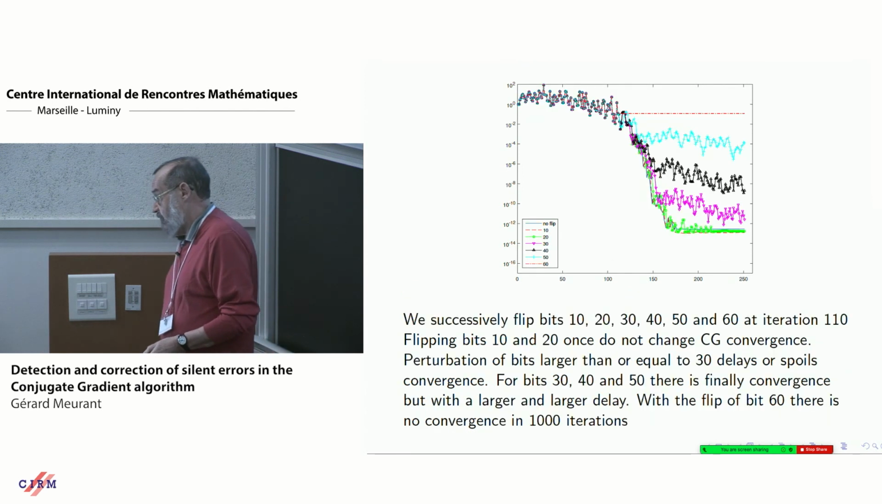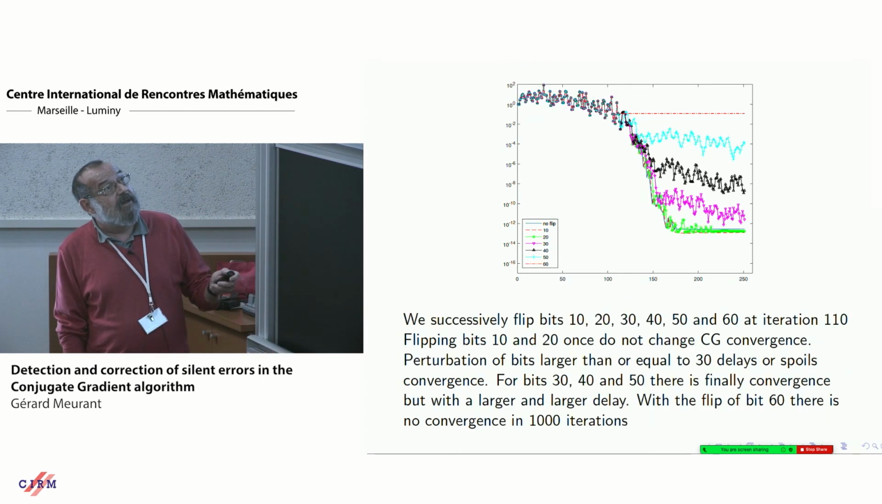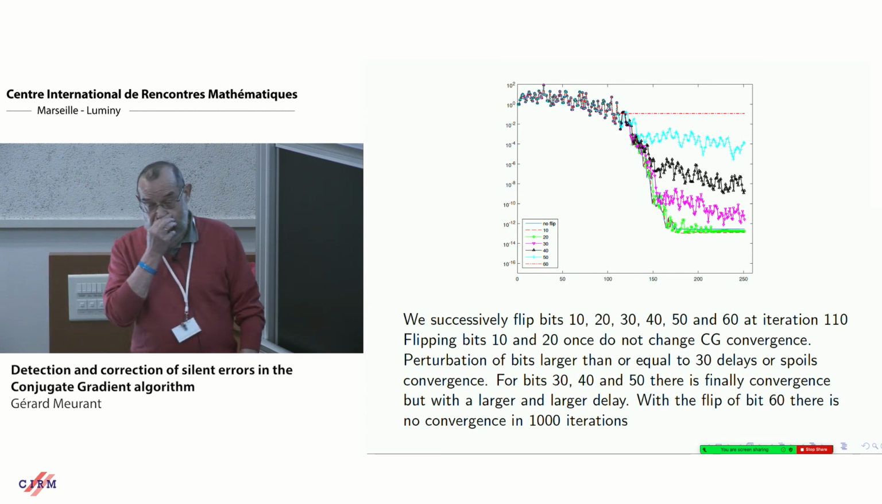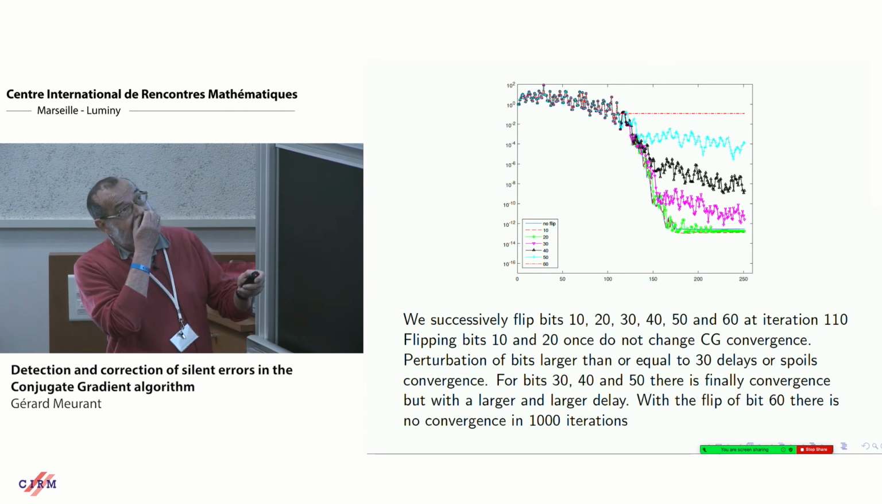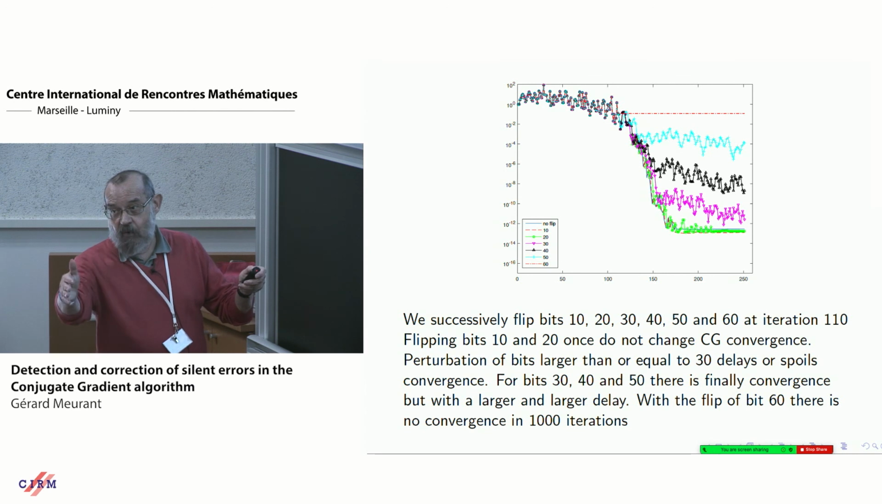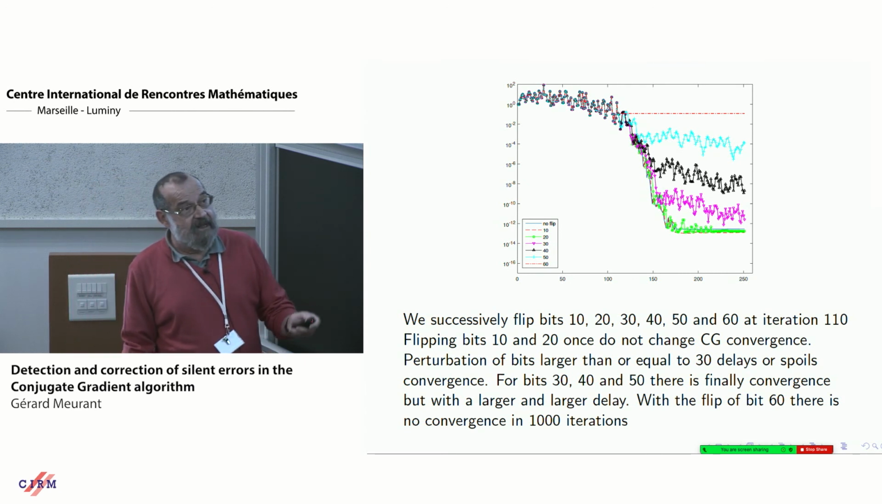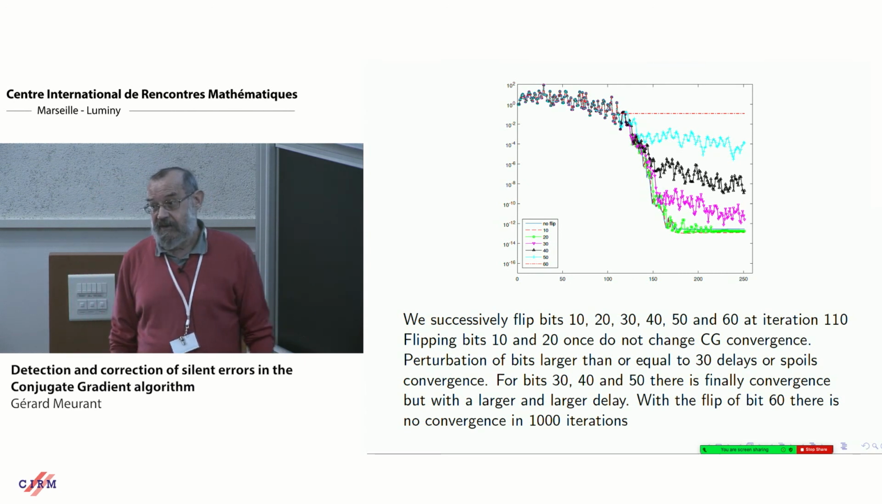Now, this is one more experiment, where I flip bit 10, 20, 30, 40, 50, 60. You see that with bits 10 and 20, it's almost the same as when you don't flip a bit. And the others, in fact, are going to converge in many more iterations, but they will converge anyway. But the one in which you flip a bit in the exponent field does not converge in 1,000 iterations.